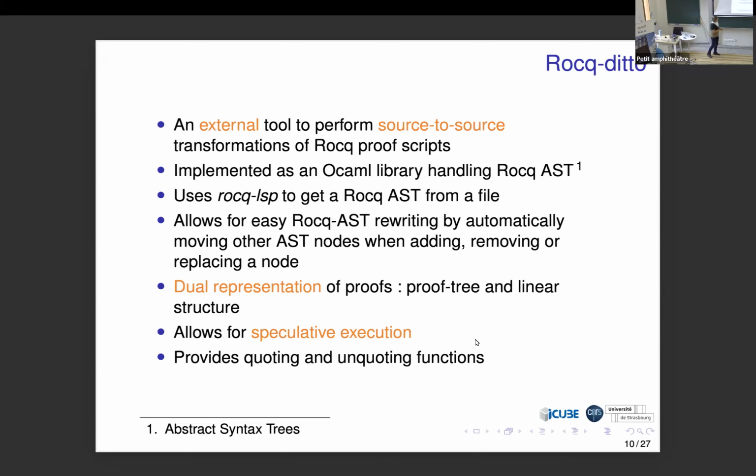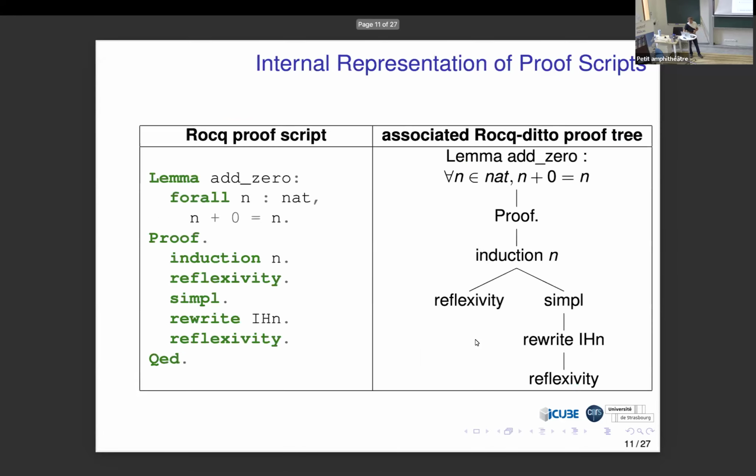So that's why we have a dual representation of proof, which is as a proof tree as well as a linear structure, which is exactly the structure of the proof tree. It also allows for speculative execution, which is useful when you're trying to reconstruct what happened when you did some auto proofs or this kind of stuff. So it looks like that. It's nothing very fancy. The internal representation is: here you have a Rocq proof script, which is linear, as I said, and then you have a proof tree, which corresponds to this sequence of tactics.